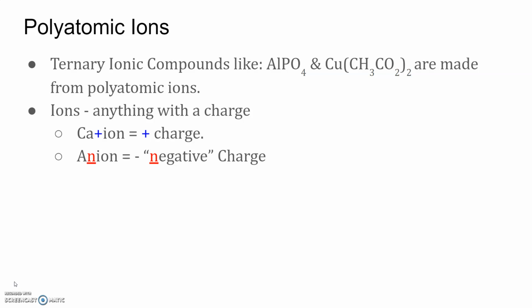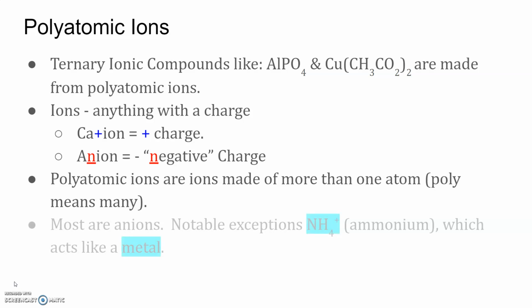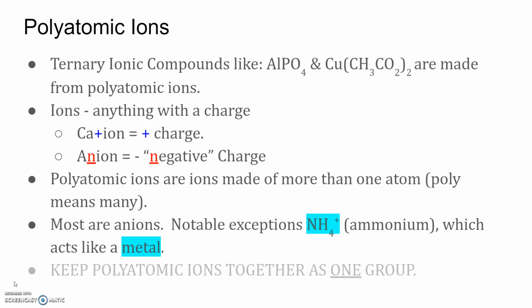But anyway, an ion is anything with a charge, and a polyatomic ion is an ion that is made up of more than one atom, poly meaning many. Most of these polyatomic ions are anions. Most of them are negatively charged. With one exception that you ought to know, it's ammonium, NH4+, which acts as a metal. So ammonium compounds, even though ammonium is made of nitrogen and hydrogen, which are both nonmetals, ammonium itself acts as a metal. So when you see it, treat it as a metal.